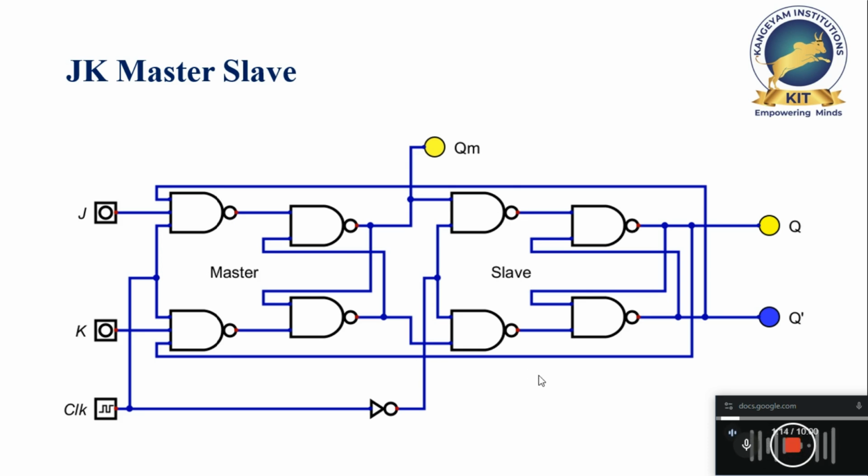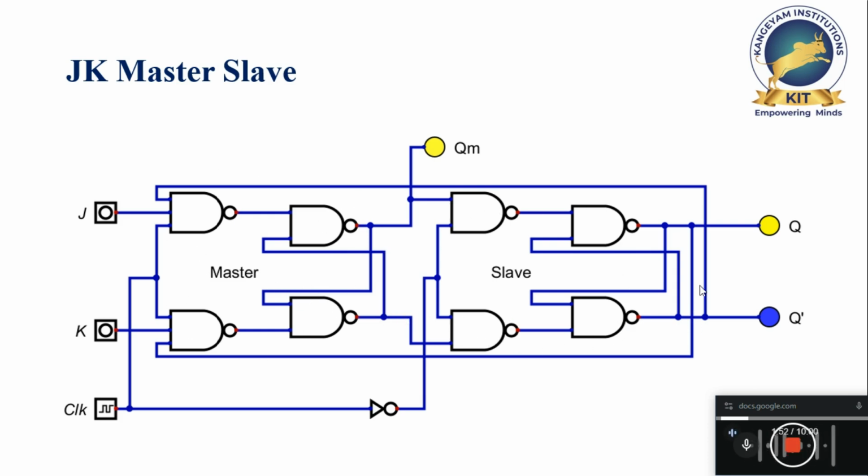Master slave connection is nothing but two flip flops connected in cascade manner. One flip flop will act as a master, another flip flop will act as a slave. So here you can see this is one flip flop, and the output of this flip flop is given to the next flip flop. This is Q and this is Q bar for the first flip flop. Same, this is the second flip flop.